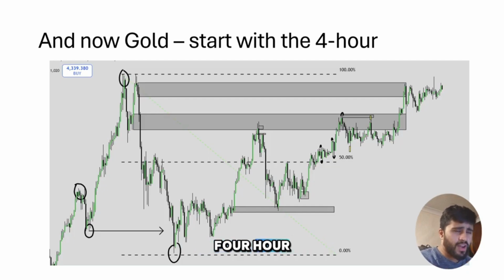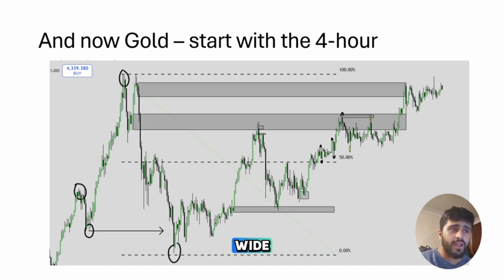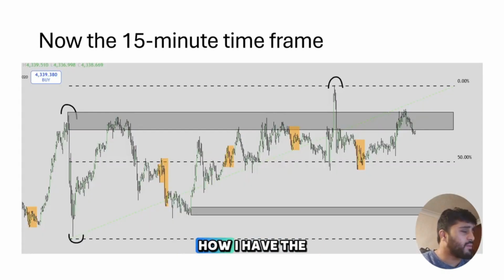But this is the 4-hour. I don't like to rely and trade just on 4-hour zones. I think the 4-hour zones are too wide. Sometimes it can take too long to hit them, and 15-minute zones are a lot more accurate. So moving on now, this is how I have the 15-minute time frame of gold, right?